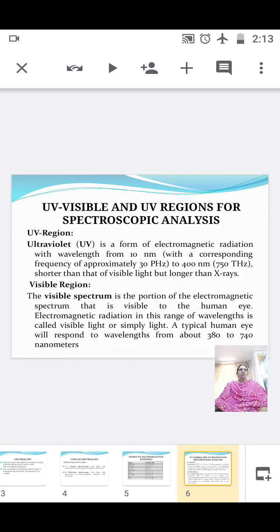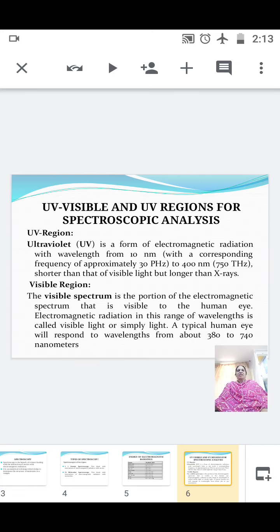Now coming to the spectroscopic analysis, for spectral analysis we are mainly using the ultraviolet region, the visible region and the infrared region of the electromagnetic spectrum.